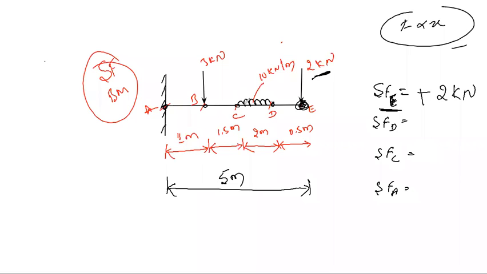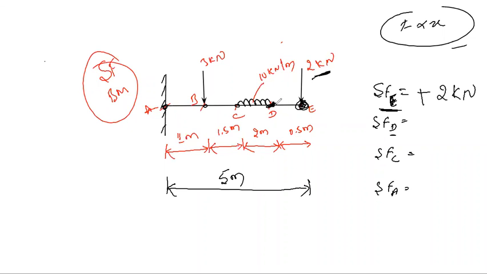Point load. Point load is 20 kilonewton, sir. At point D, load 20 kilonewton. What is the shear force at point D?